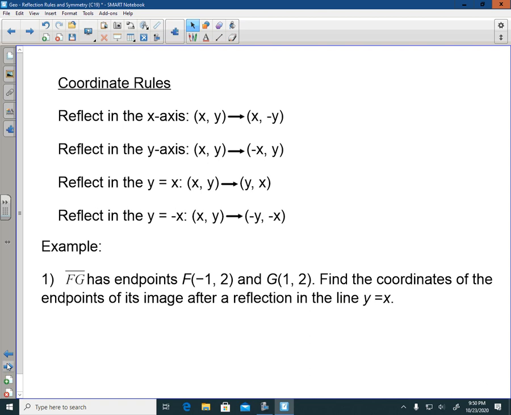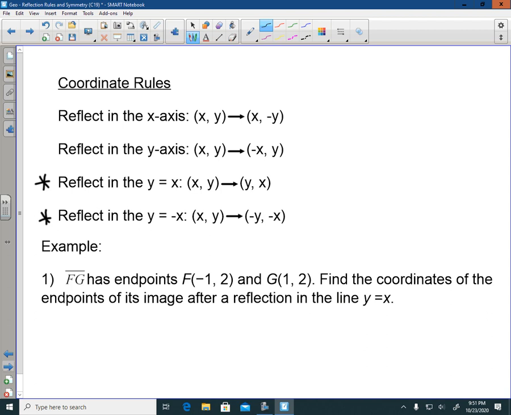Here's where the really good stuff starts. In order to reflect in y equals x, which we could not do by counting, now we have a rule. And this rule just says take every point and just switch the values around. X becomes y and y becomes x. And then if you want to go the other way, there's a great line called y equals negative x, which I'll show you in a bit. Then you flip the values and they turn to their opposite.